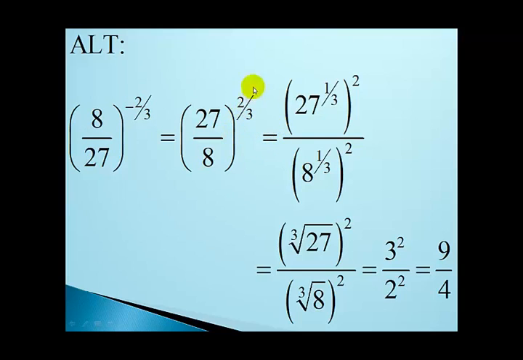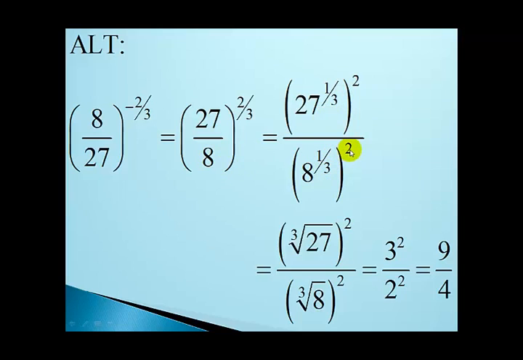Now, the exponent is affecting both the numerator and the denominator. But we can see that 2 over 3 can be expressed as 1 over 3 times 2, because if you multiply 1 over 3 by 2, you are getting back 2 over 3. And therefore, 2 over 3 can be separated as 1 over 3 times 2. So we move the 1 over 3 into the bracket and we move the 2 outside the bracket. The same thing happens to the denominator. We move the 1 over 3 into the bracket and we move the 2 outside the bracket.